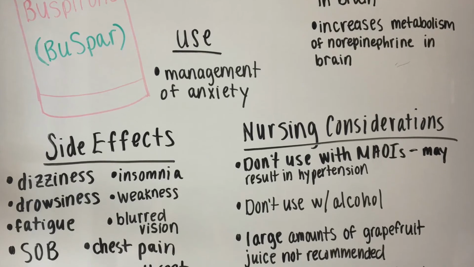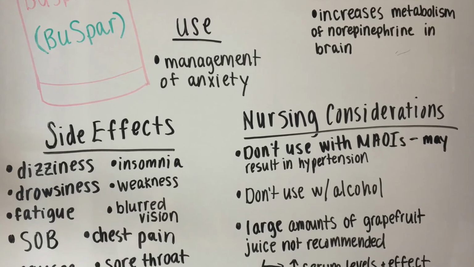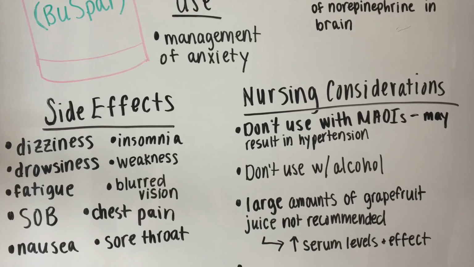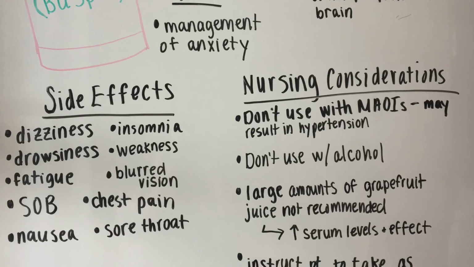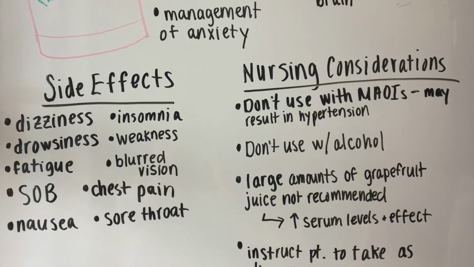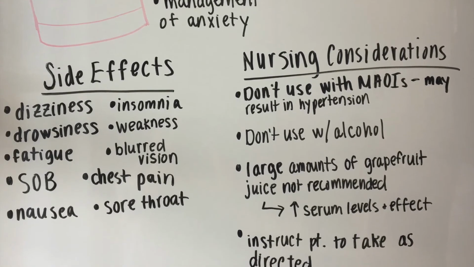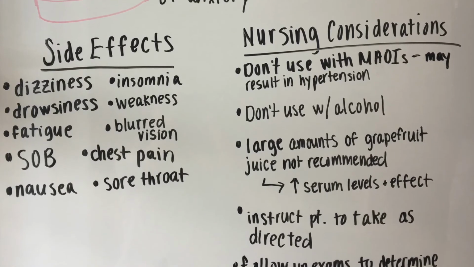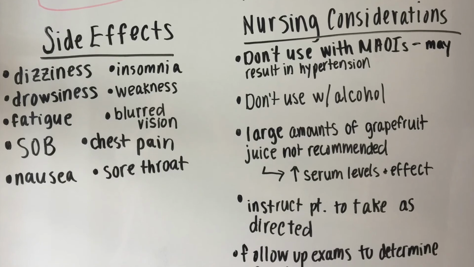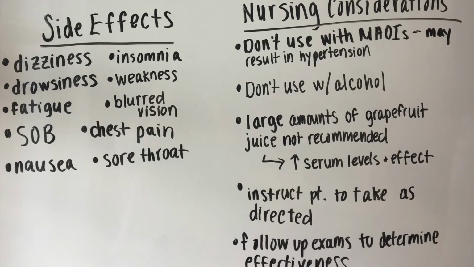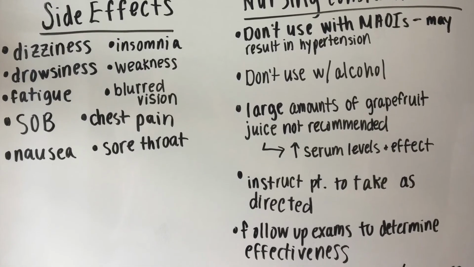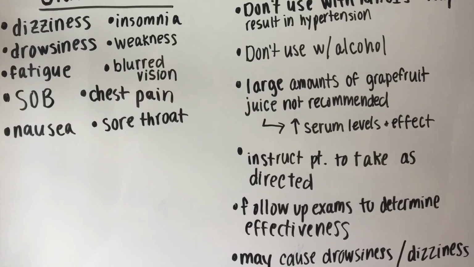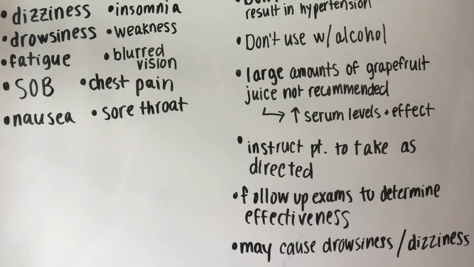Some notable side effects include dizziness, drowsiness, fatigue, shortness of breath, nausea, insomnia, weakness, blurred vision, chest pain, and sore throat. Make sure the patient is not currently on any MAOIs because the interaction with Buspar may cause hypertension. Also instruct the patient to not use with alcohol. Large amounts of grapefruit juice are not recommended for patients on Buspar because it can have a toxic effect by increasing the amount of Buspar the body absorbs.